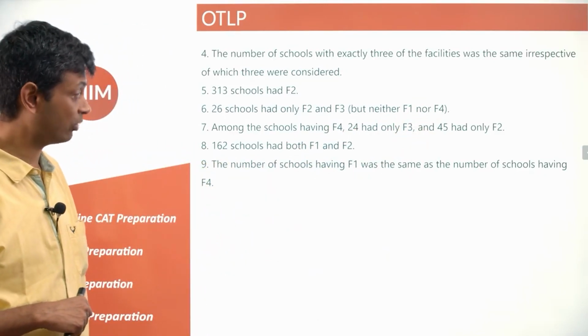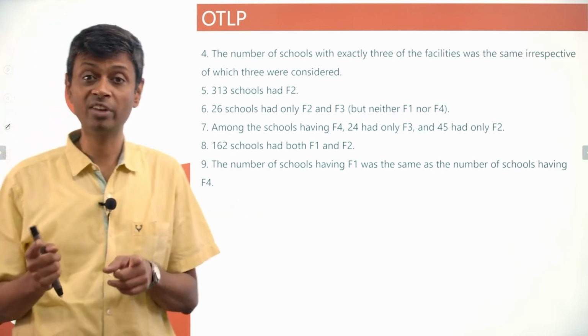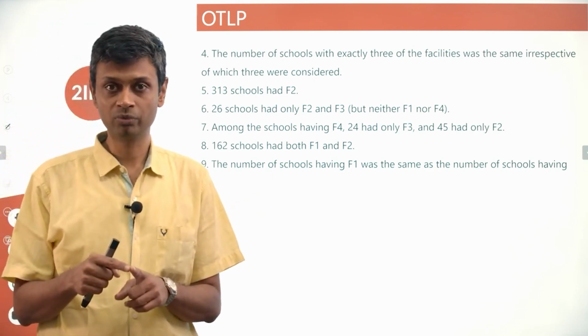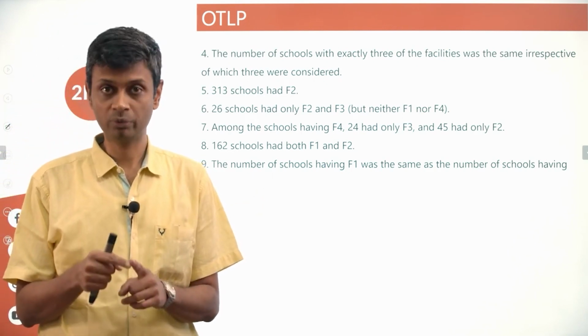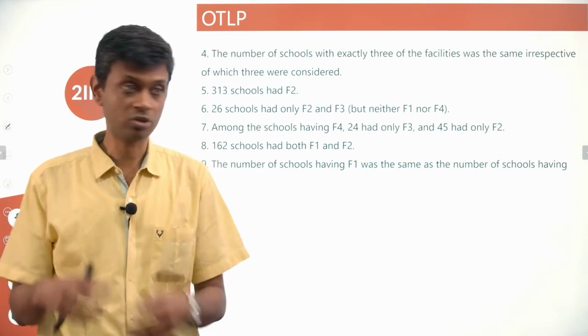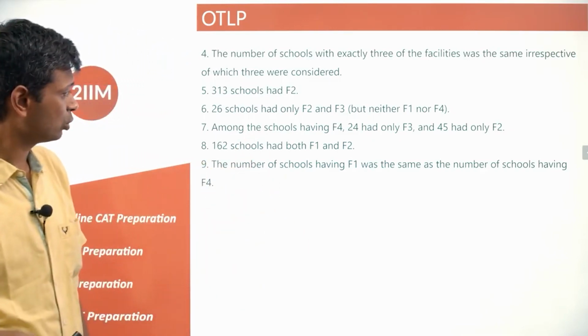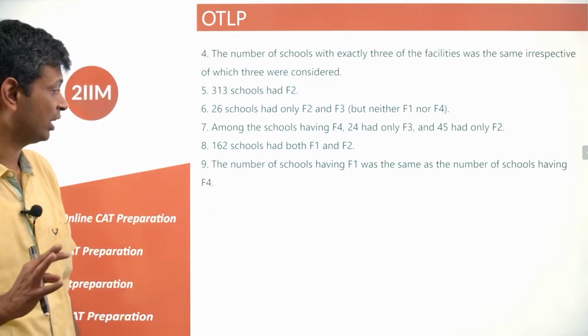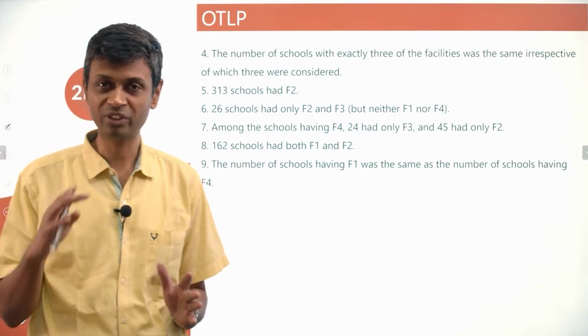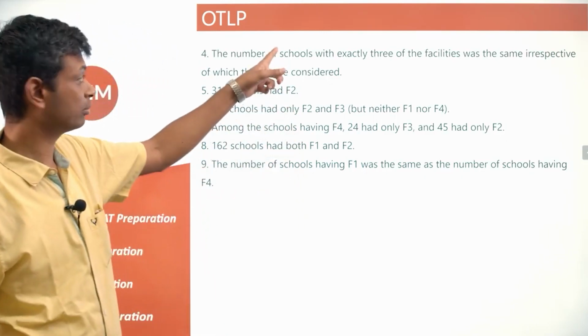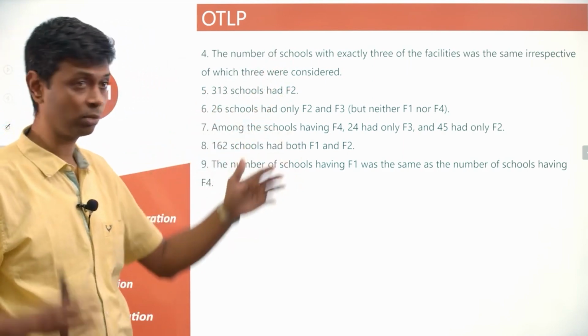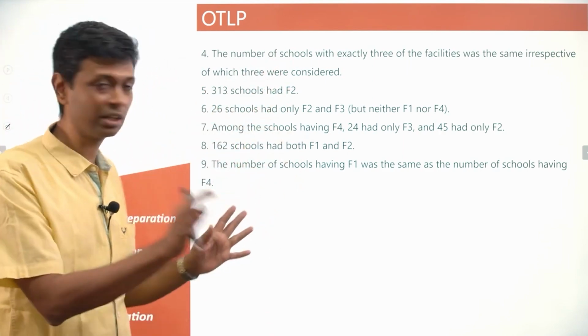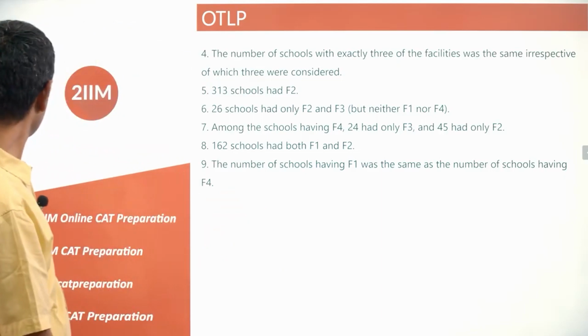162 schools had both F1 and F2. Now, this number is not F1 and F2 alone. It's F1 and F2, F1, F2, F3, F1, F2, F4, F1, F2, F3, F4. All of those coming under this. The number of schools having F1 was the same as the number of schools having F4. I'm not going to process all of this, but I have a sense. This is giving us 4 numbers. This is one large number of F2, and then assorted bits and pieces. I want to capture this data.